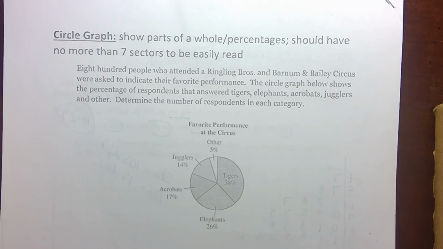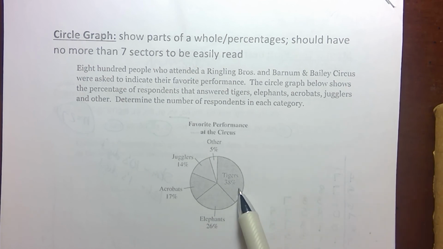Okay, so read our situation here. We're looking at people who were at the circus, and they were asked what their favorite performance was. Well, you can quickly see that more people like the tigers than anything else. A few people didn't have a good answer. Or maybe they did have a good answer, they just picked something that not many other people picked. Maybe they said the popcorn was their favorite. That's not a performance. Notice that clowns were not on the top of the list.